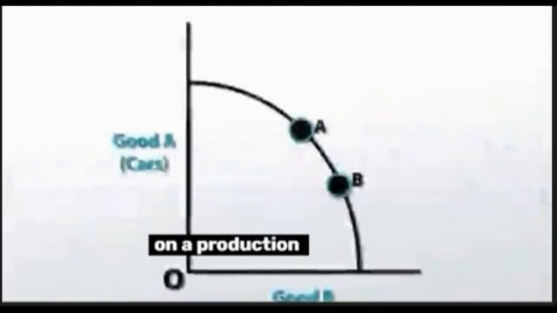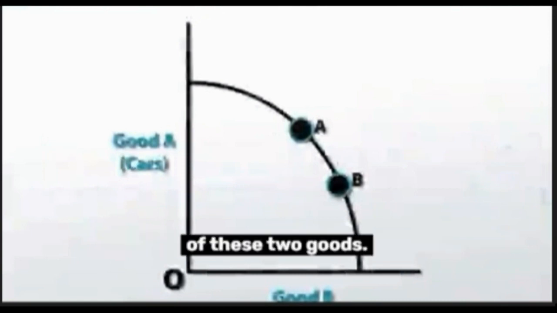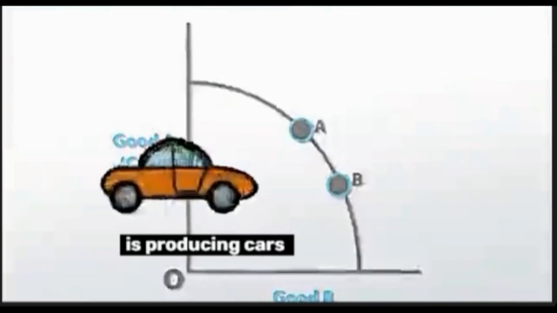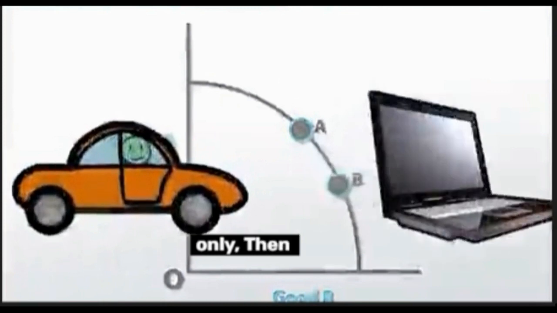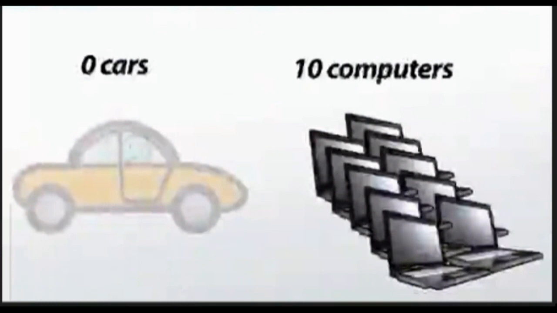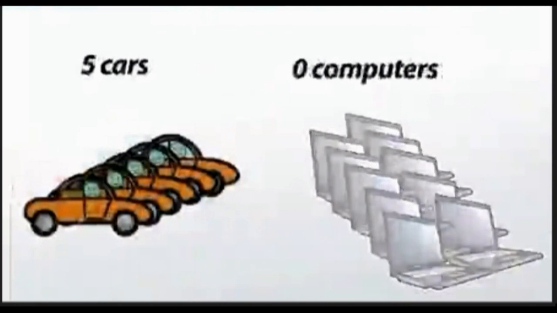We can pick any 2 points on a production possibility curve and explain the trade-offs or the opportunity cost of producing different combinations of these two goods. For example, if our economy is producing cars and computers only, then we can choose to produce many different combinations of cars and computers. Since our resources are scarce, we can't produce as much as we want. But we can produce, for example, 0 cars or 10 computers. We could choose instead to produce 5 cars and 0 computers.